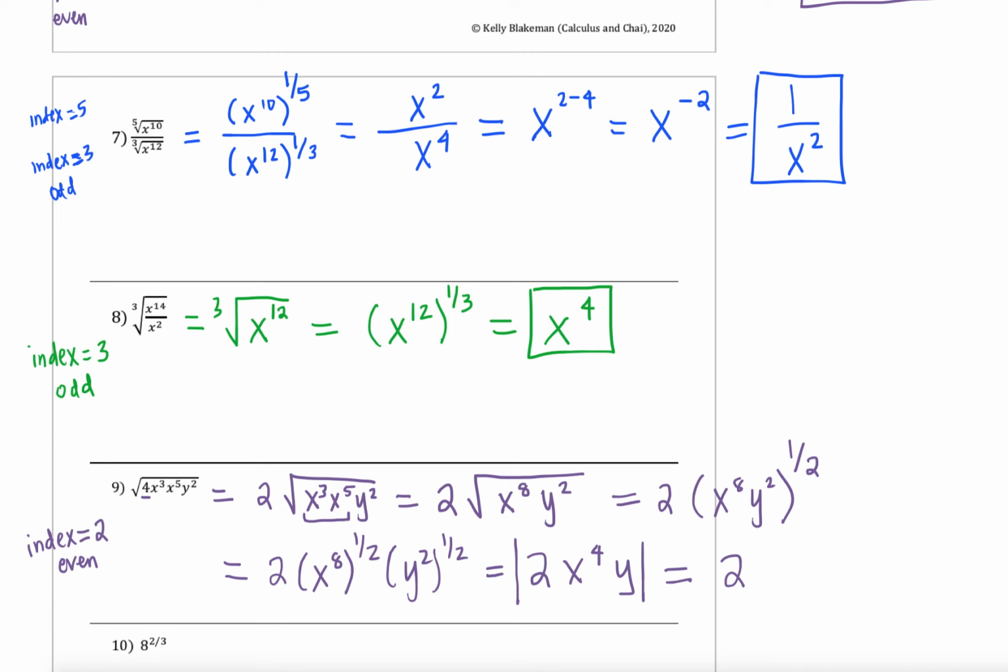So the absolute values around the x to the 4th is a little redundant and unnecessary since it's already a positive number itself. But the y value, since that's being raised to an odd power of just 1, we do have to leave the absolute value bars around the y in case y were to be a negative number.